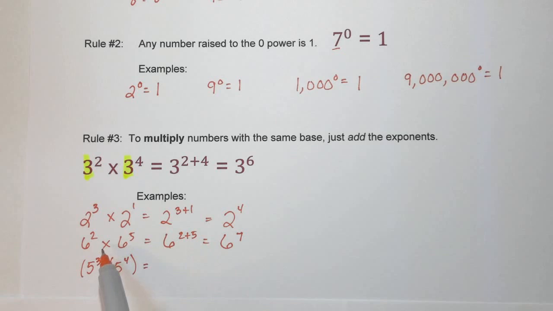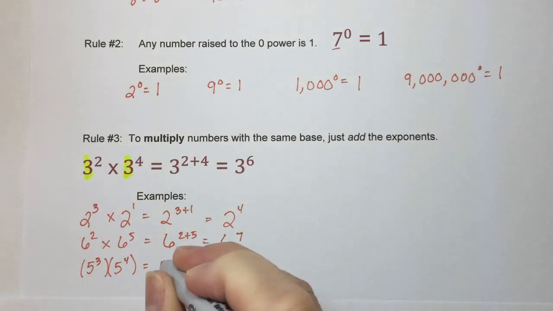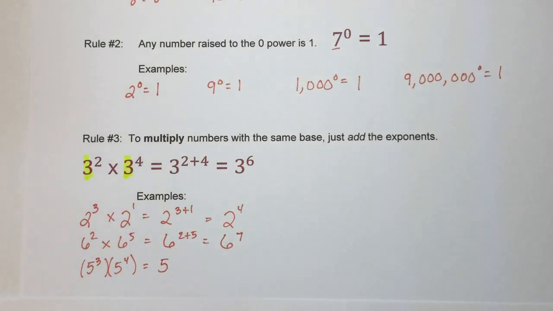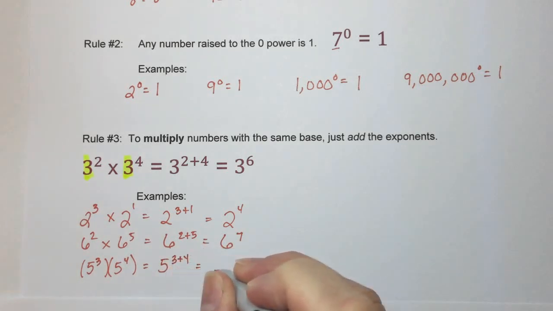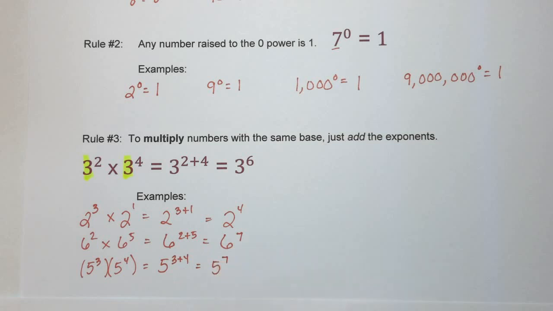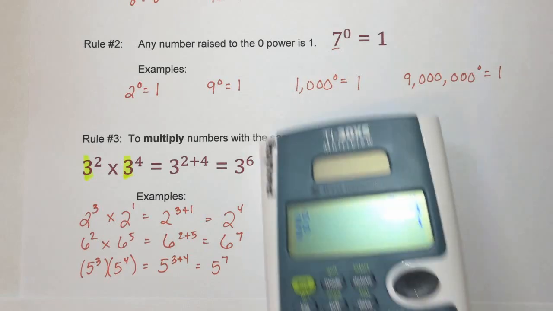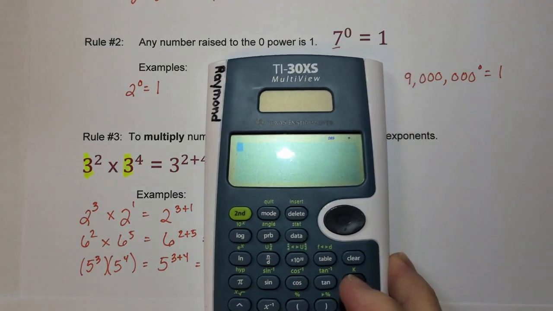These are the same. Here I have the multiplication symbol shown one way, and here I'm showing it with parentheses. So the bases are the same. Keep the 5. And add your exponents. 3 plus 4. I have 5 to the power of 7. Now let's use our calculator. There are a few interesting things to note when you're doing this.